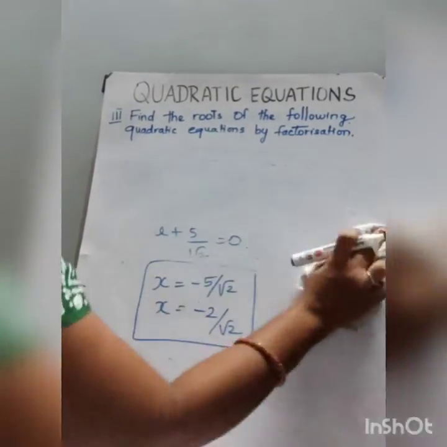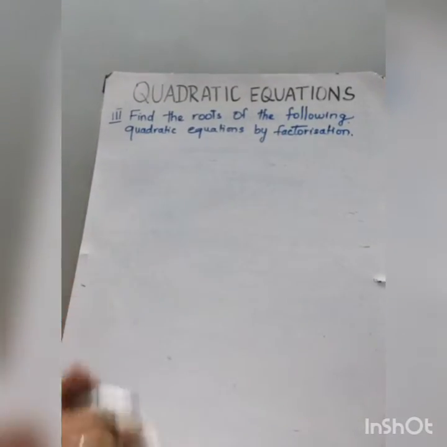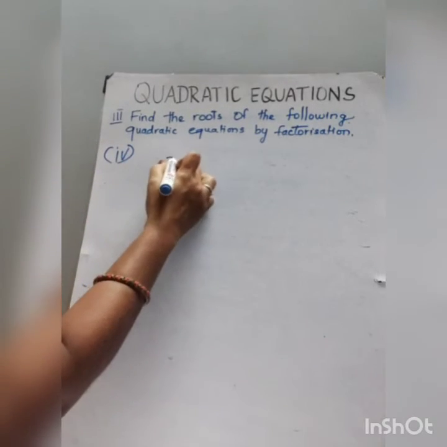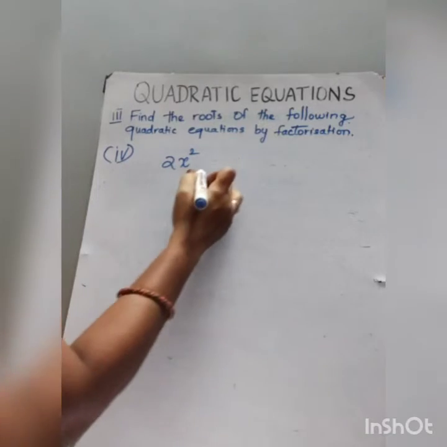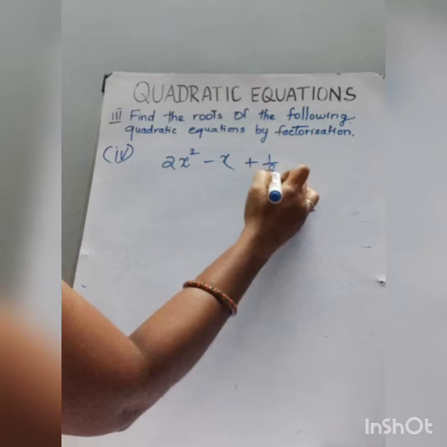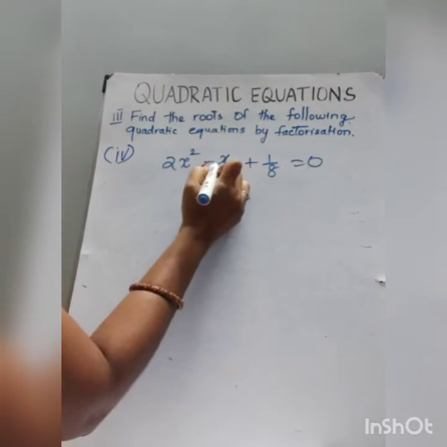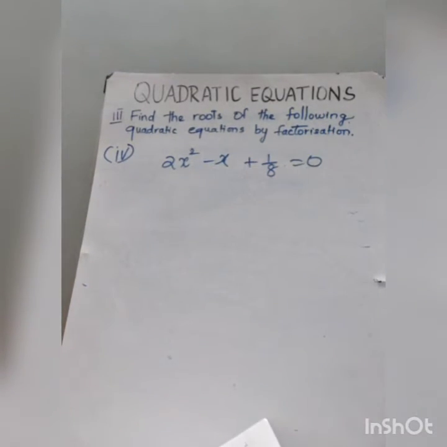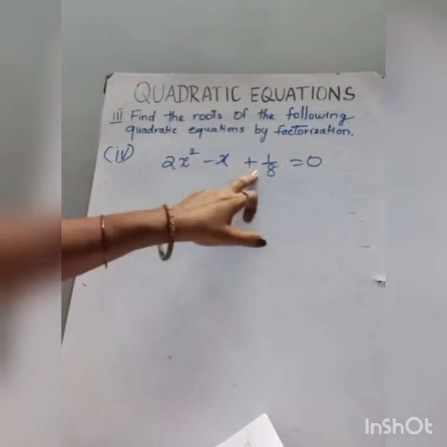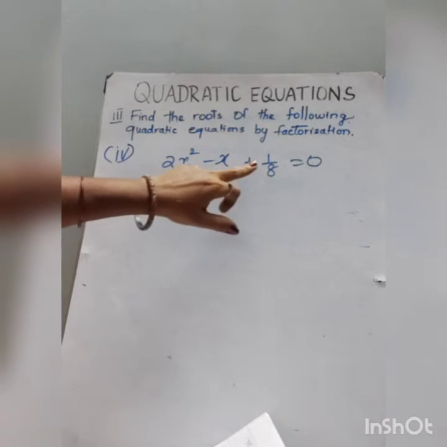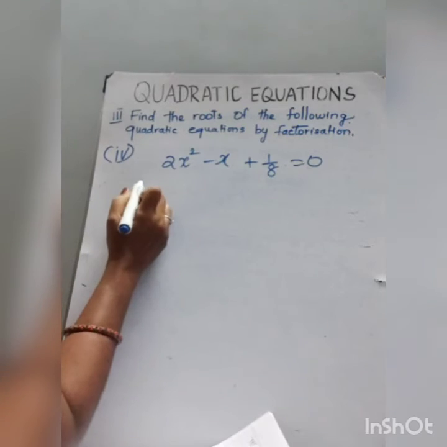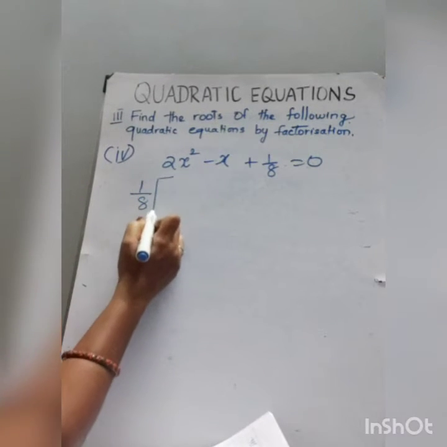Let me explain the fourth subdivision, which is 2x square minus x plus 1 by 8 equal to 0. Students, look here. In the constant place, that is ax square plus bx plus c, we have a fraction in the constant place. So better what you can do is, you can take 1 by 8 outside.